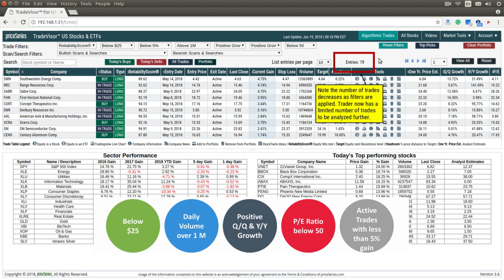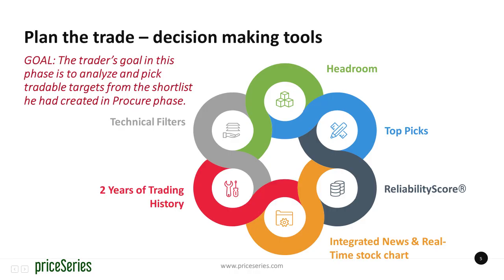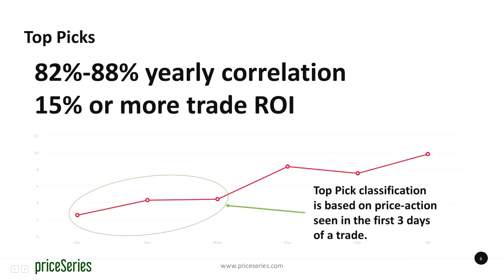With our condensed list, we'll move on to the next P in our 3 Ps methodology, the Plan Phase. In the Plan Phase, our goal is to analyze and pick tradable targets from the shortlist we created in the previous Procure phase. To help analyze each trade, the TradeVisor software has very powerful tools, which we'll review individually. While all the tools are helpful, the trader has the ability to choose which ones to apply in order to select the best possible trades. Let's look at the Top Picks tool.